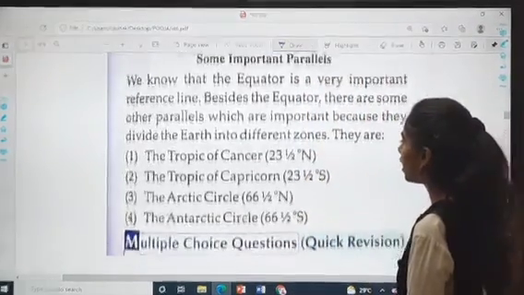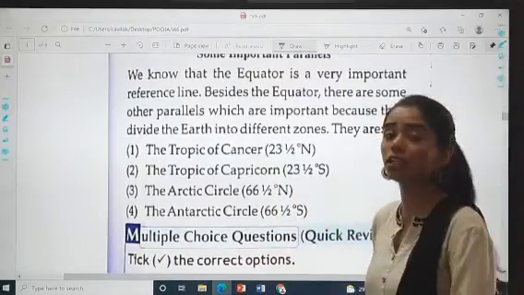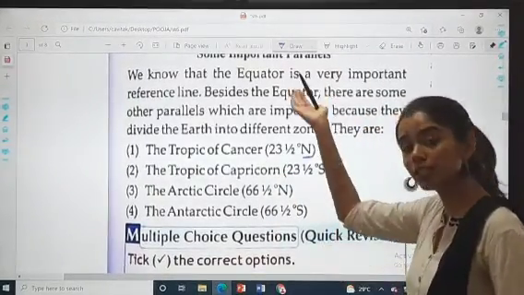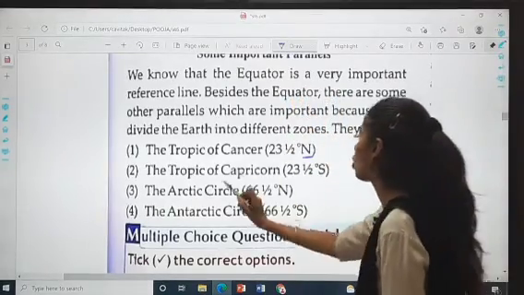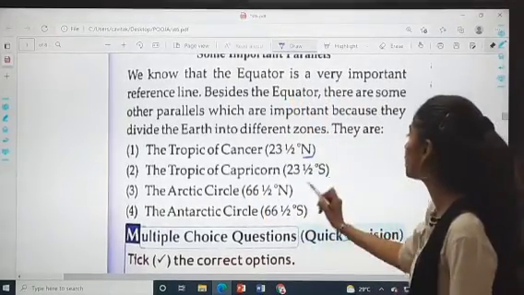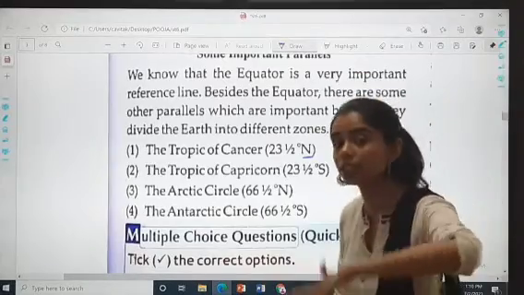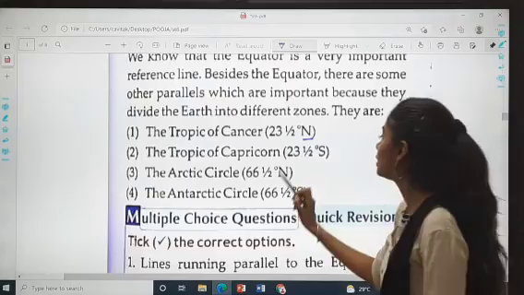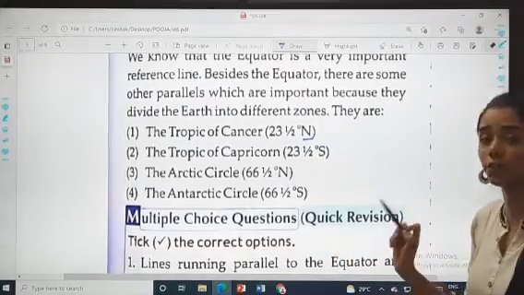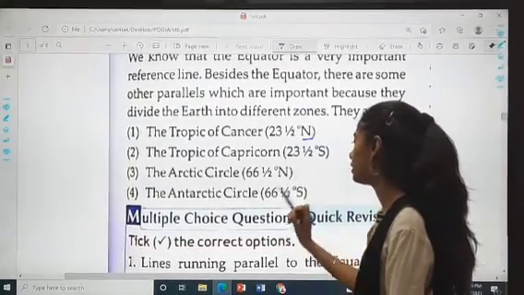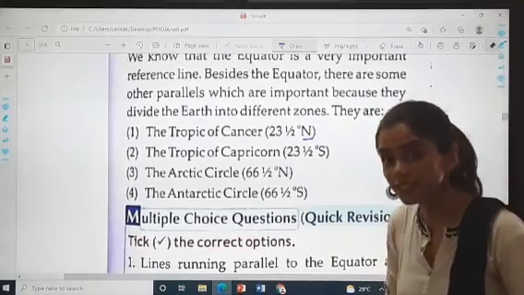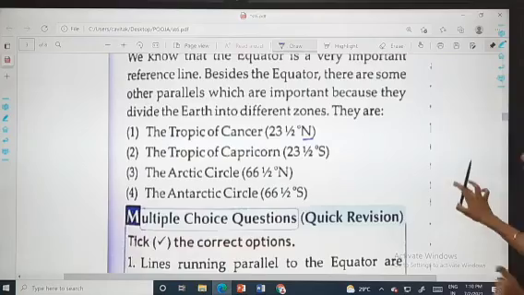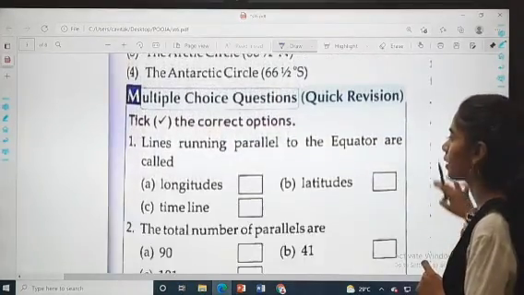Let's see. They are the Tropic of Cancer, 23.5 degree north. That means it is at the north side. Tropic of Capricorn, 23.5 degree south. Then the Arctic Circle, 66.5 degree north, and the Antarctic Circle, 66.5 degree south. Is it clear, students? Okay.